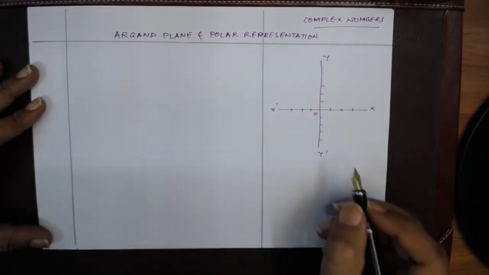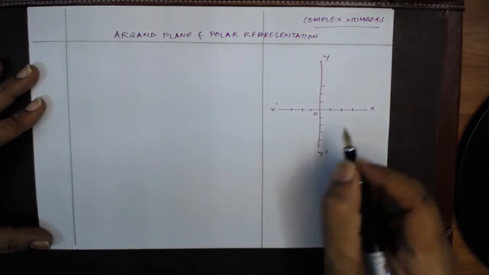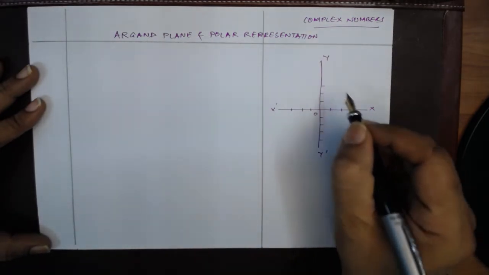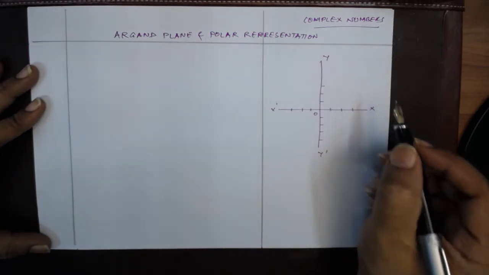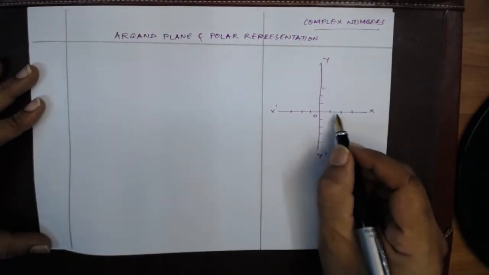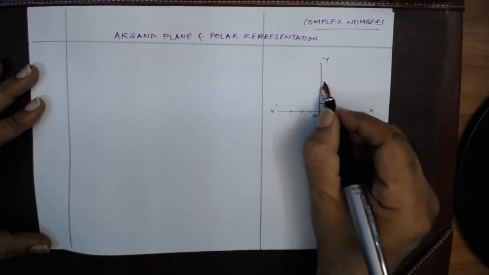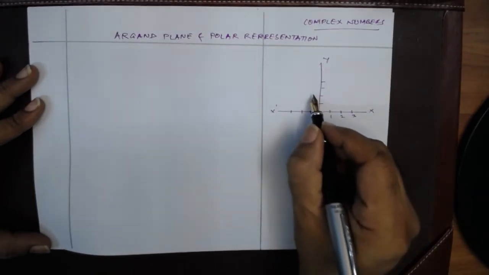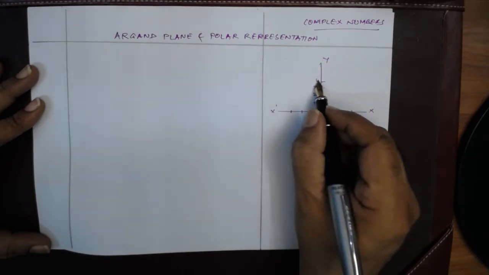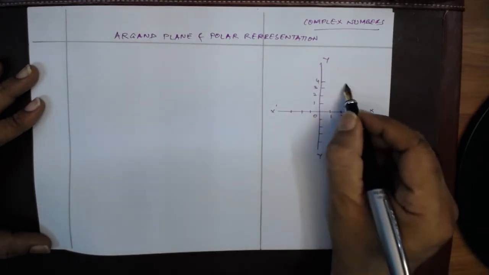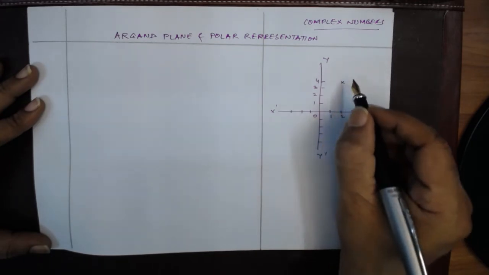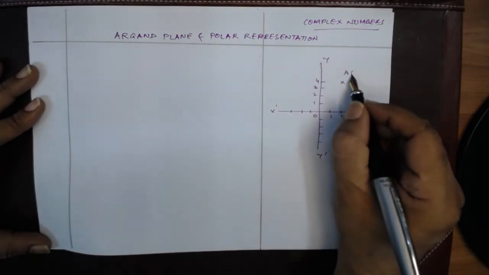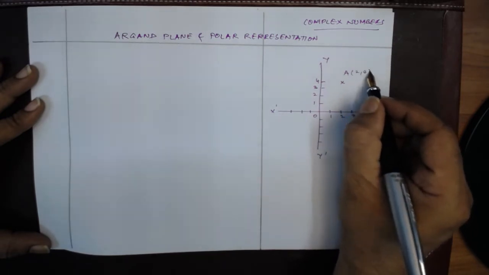Here, let us consider a point at 2, 4. So this is x, 2 and 4. This is 1, 2, 3, and this is 1, 2, 3, 4. So 2, 4 means we will fix this point. Let me consider this as A, and that can be represented by the point 2, 4.